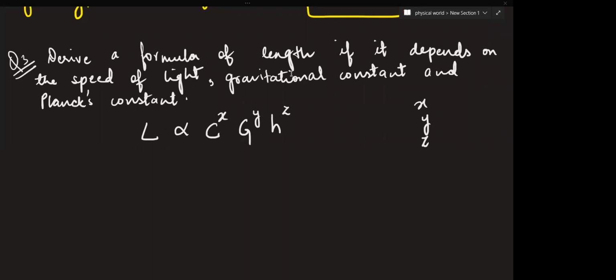Just check. Aram, where have you reached? Just a moment, ma'am, I'm doing it. Okay, one more minute. Till the time, Arnav, you check your mistake. Z is correct. Z will be half.